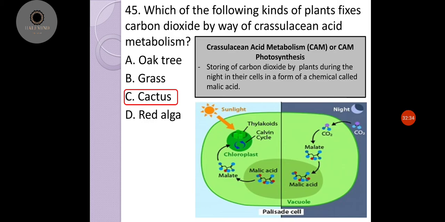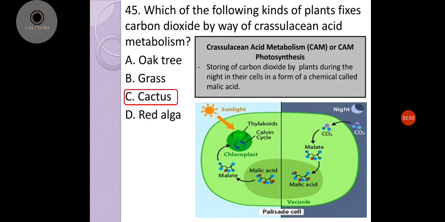Kaya green yung stem nila kasi nandun yung stomata and then nandun din yung chlorophyll. Kaya green yung stem nila. And yung leaves nila is for protection lang, not for production of food.